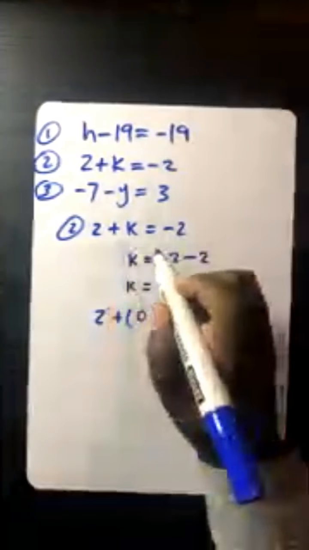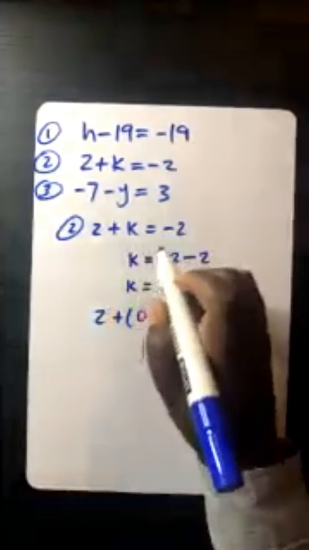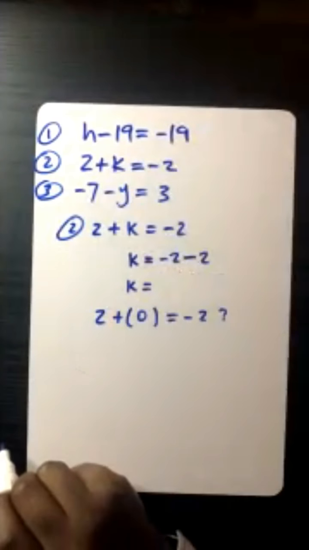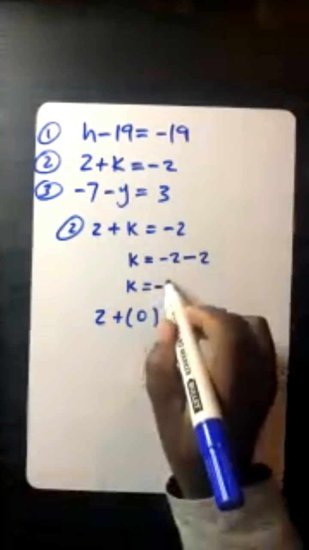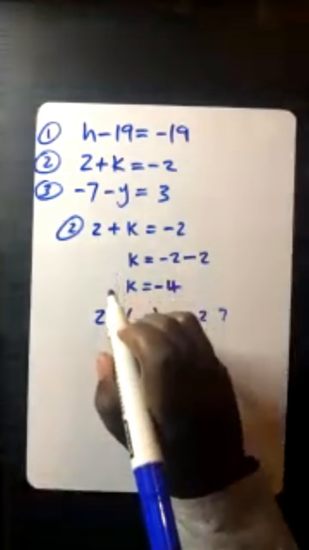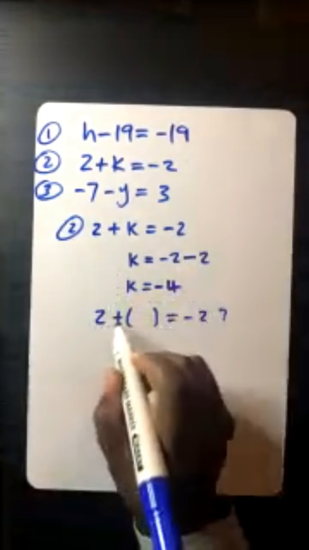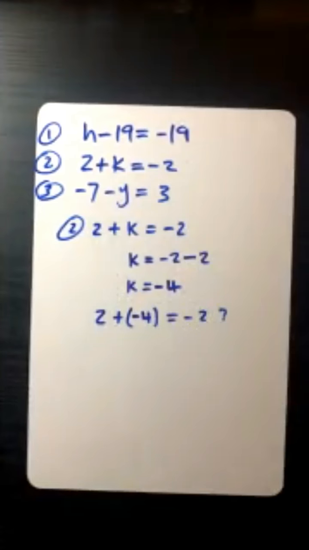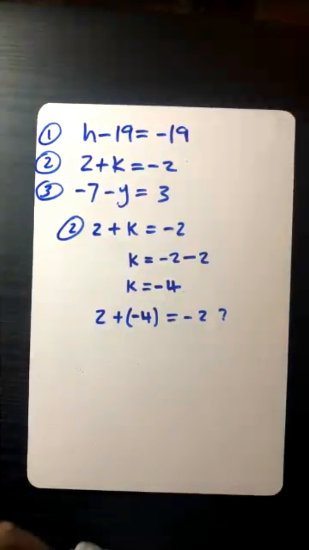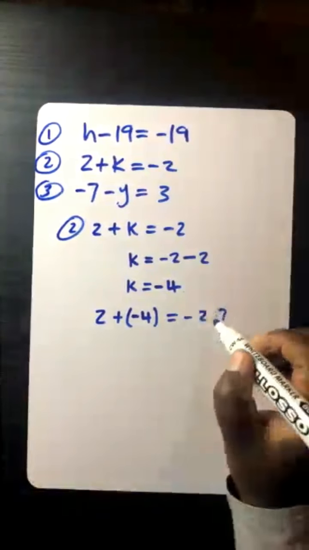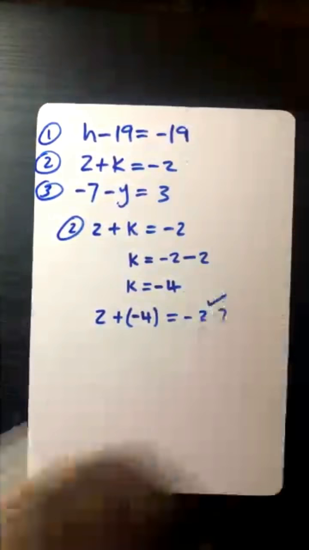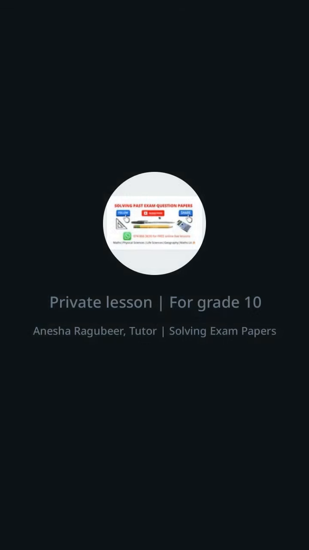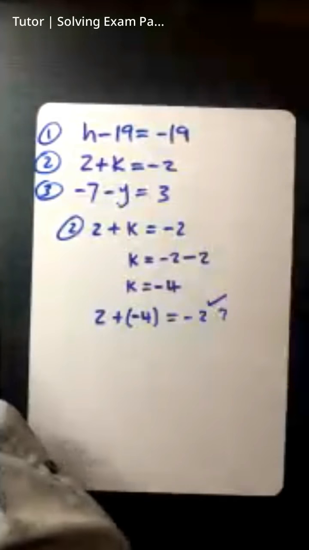Then what is the answer? Negative 4. Negative 4, 100%. Which means when we say 2 plus negative 4, does it give us negative 2? Yes, sir. 100%, which is an indication that now we've done it correctly. Can you see? Yes, sir.